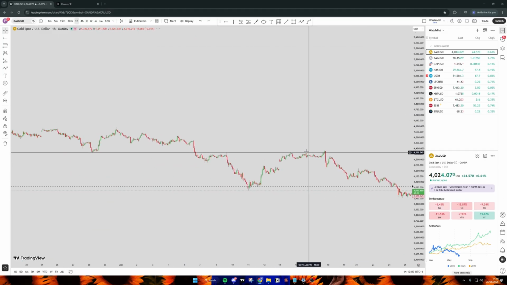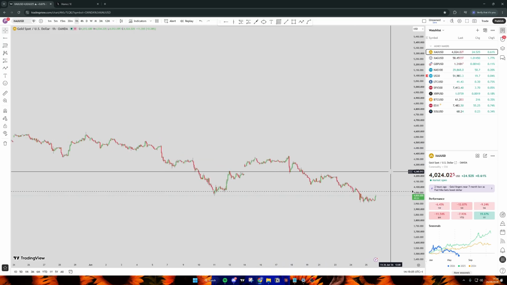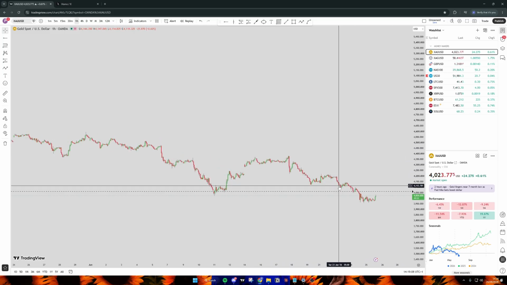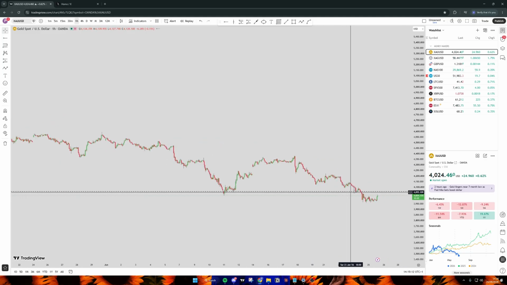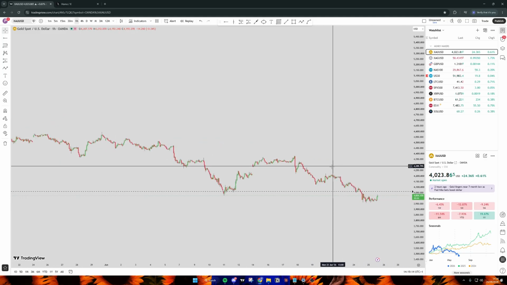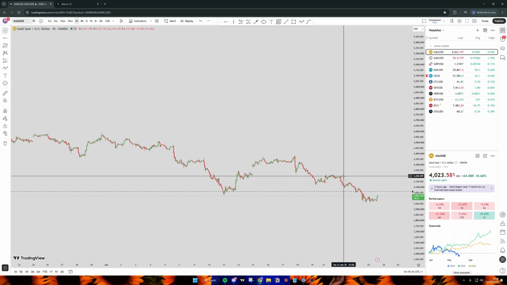So what is a stop loss? A stop loss is essentially where you want to get yourself out of the market when you're in a position. I base my stop loss not off the size of my account or what I'm risking. I sort of base it off market structure.